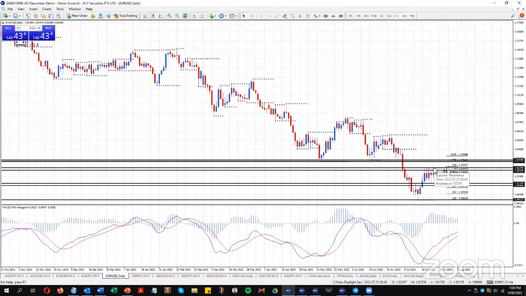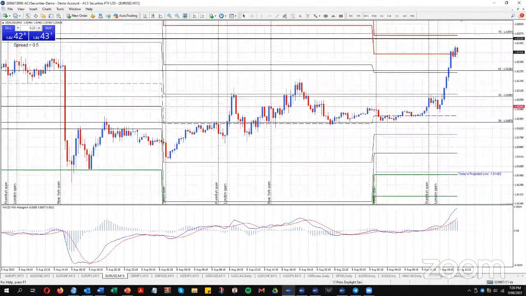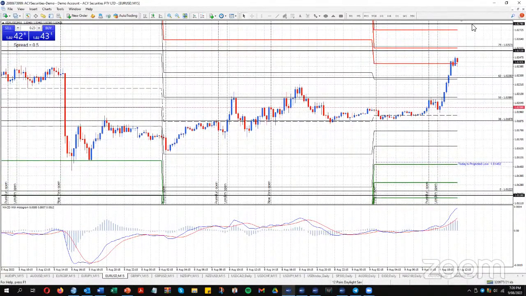revisiting 102.78, where we false broke last week. All right. 102.78 is just there. Of course, both of those levels are in the red pivots. So it's in the area where you're going to get selling pressure as well.